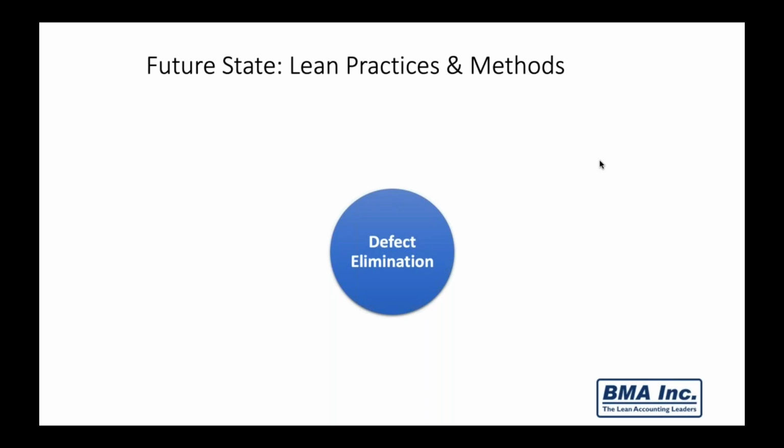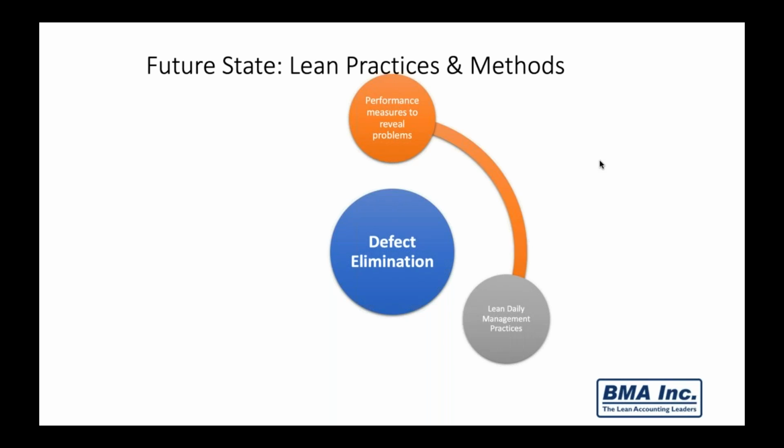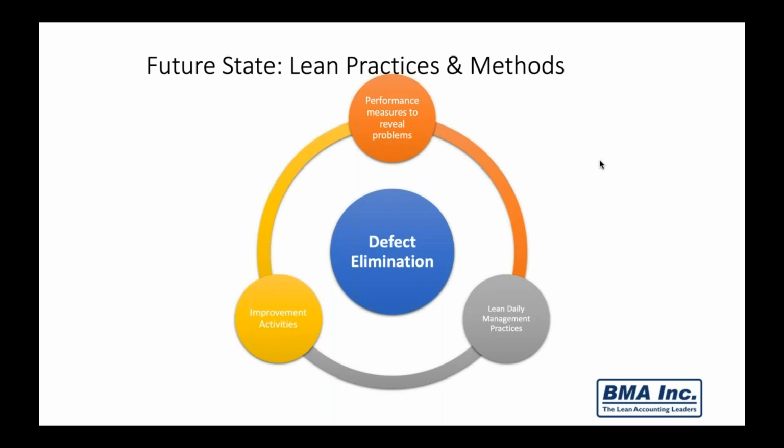How are we going to do it? There are 3 steps. Number 1 is create performance measurements to reveal problems. Number 2, use daily management practices to understand problems, do root cause analysis, and actually resolve the problems in the short term. And number 3, use typical lean improvement activities to eliminate the problems.